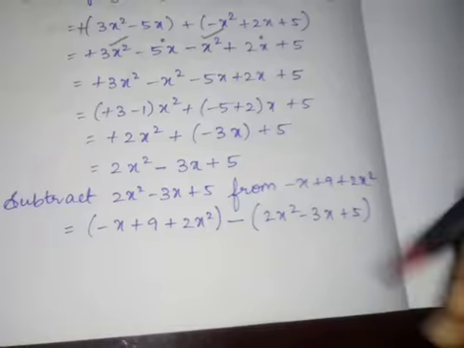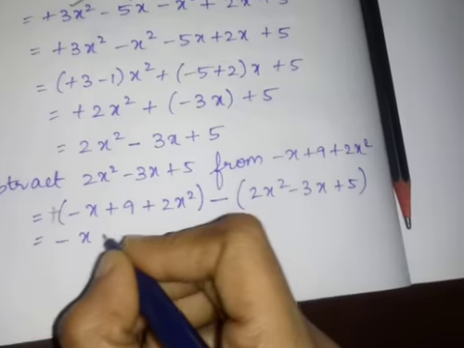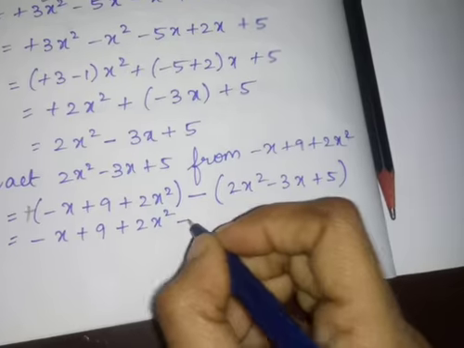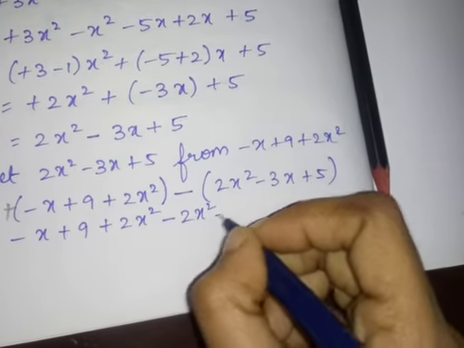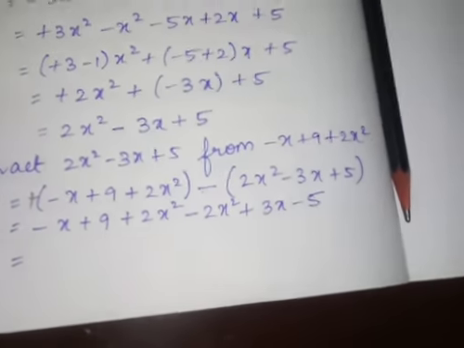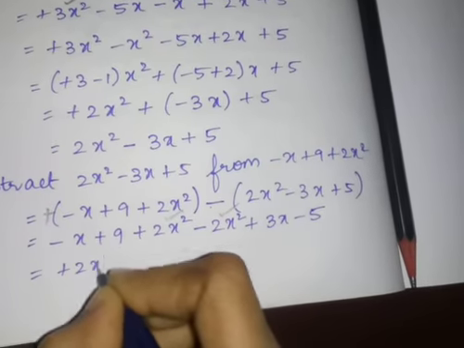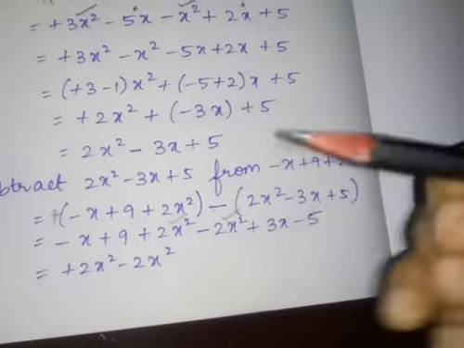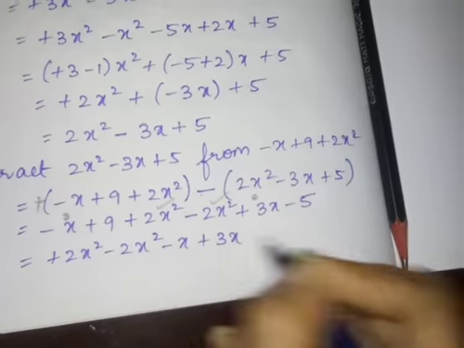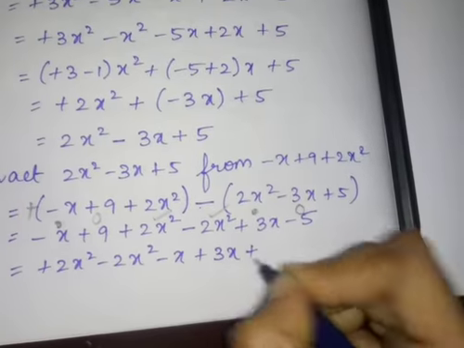Now again we should remove the bracket. Here plus sign is there. So plus into minus x, plus into plus 9, plus into plus 2x square. Then minus into plus 2x square, minus into minus 3x, minus into plus 5. Okay, now combine all the like terms. Plus 2x square minus 2x square. Next minus x plus 3x, then plus 9 minus 5, which is a constant term.